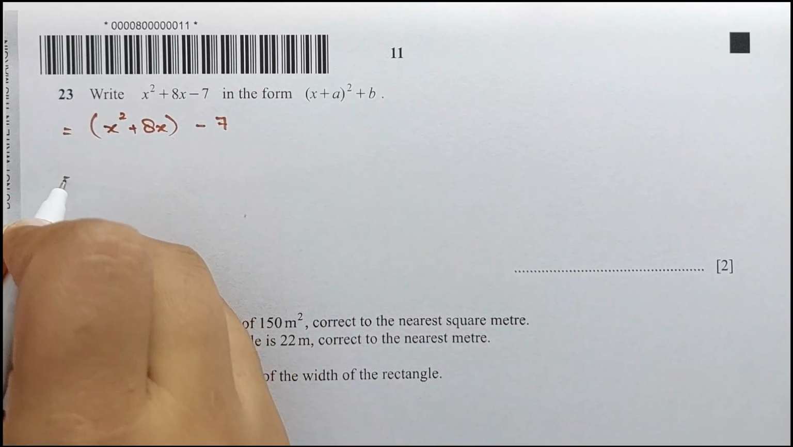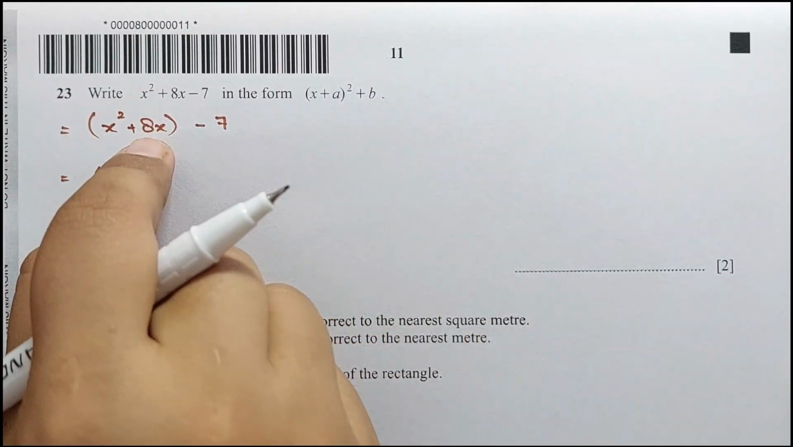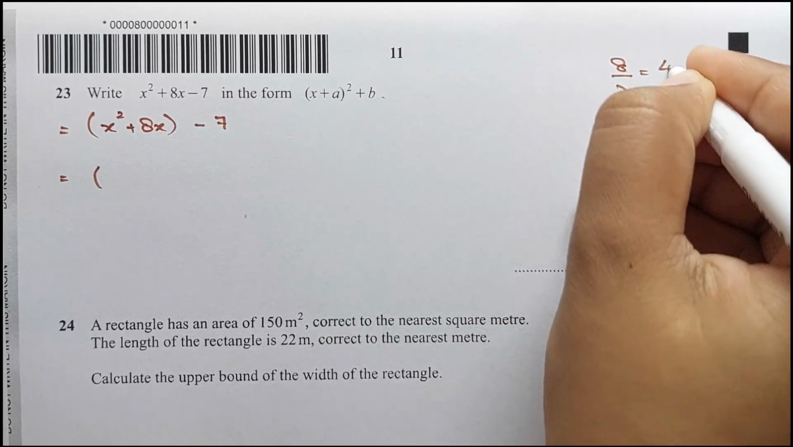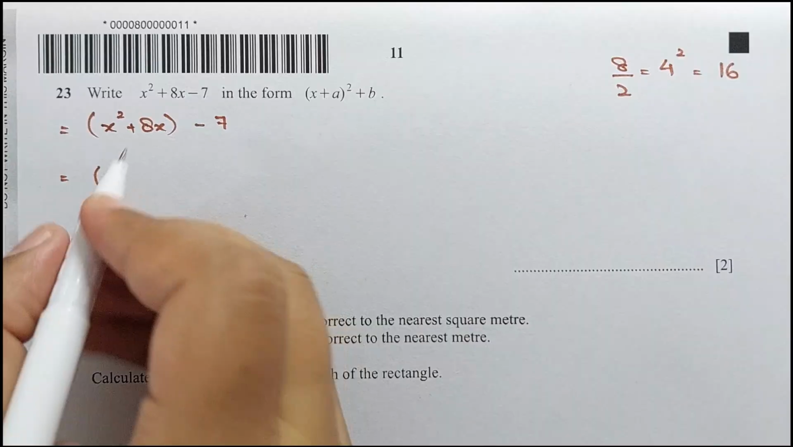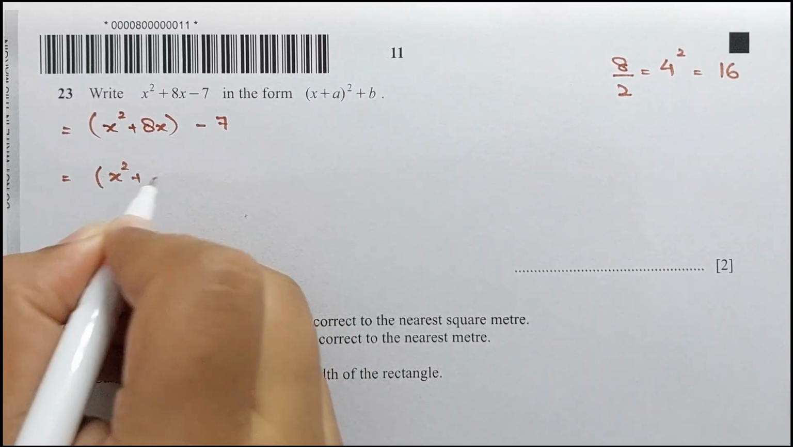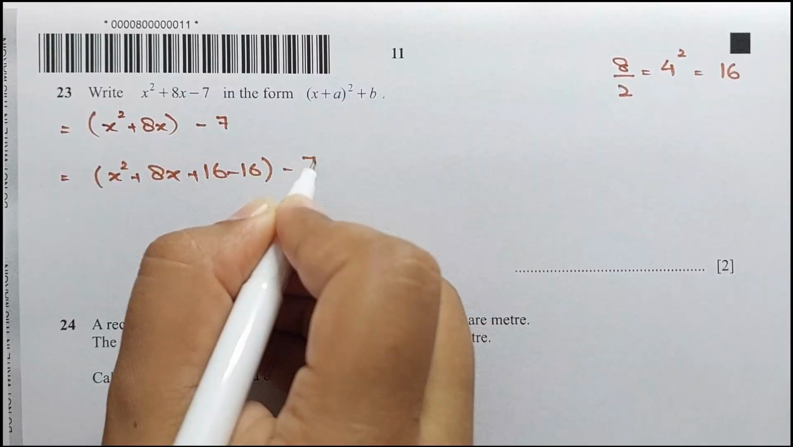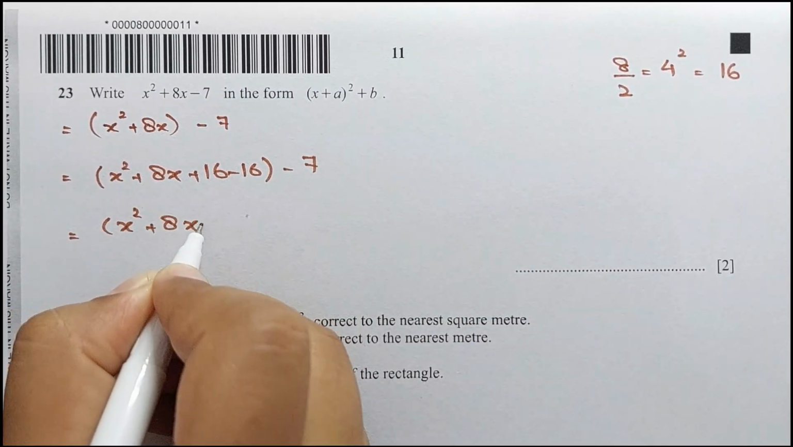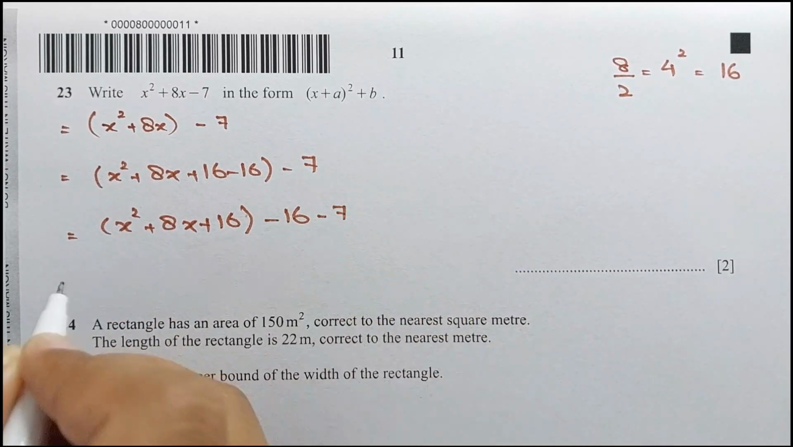The next step is to complete the square inside the bracket. How can we complete the square? Take the coefficient of x and divide it by 2, that is 4. Take its square, that equals 16. Now add 16 and subtract 16 inside the bracket, and negative 7 is outside. Now this is x squared plus 8x plus 16. The first three terms are combined, and negative 16 is outside along with negative 7.